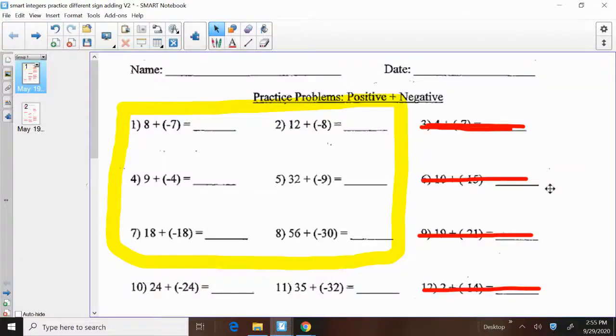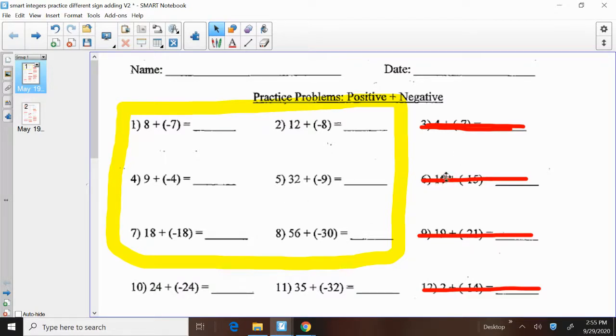Hello class, today we're looking at a couple practice problems for when we have a positive number plus a negative number. I want to show you how this is really easy, and it actually turns out being just like your regular old subtraction problem that you've been doing since second grade, whatever. We're going to look at these 6 problems that are boxed off.